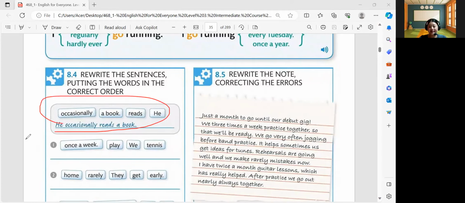We play tennis once a week. Okay, let's check if your answer is correct. We play tennis once a week. Exactly, very good, that's correct. How about number two?